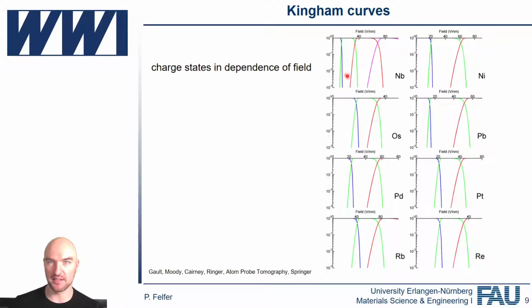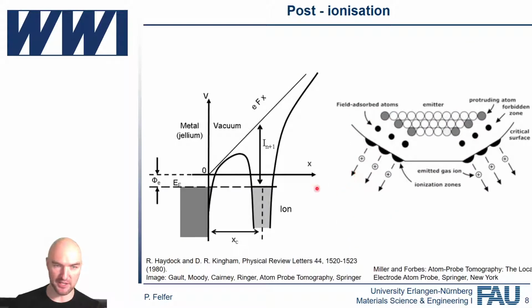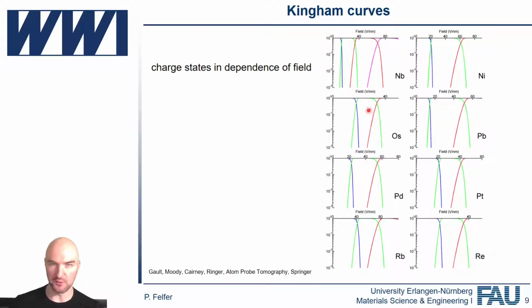So here we've got, for niobium, 1 plus as blue, 2 plus as green, 3 plus as red, and 4 plus as pink, versus the evaporation field. And if you know what temperature which evaporation field is at which evaporation rate, you can go back to that. At the first step, it's just going from charge state ratio to field, but then you can connect the field to temperature. And you can actually go into the Kingham paper and calculate them yourself, or you will find them in various books.